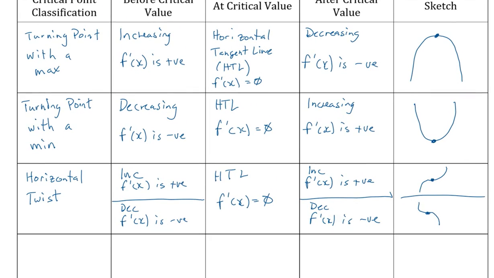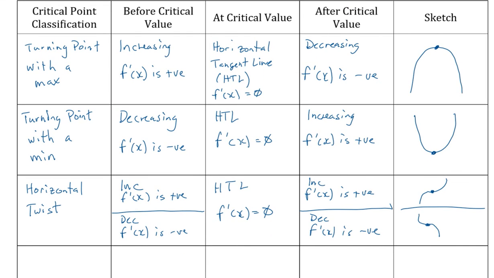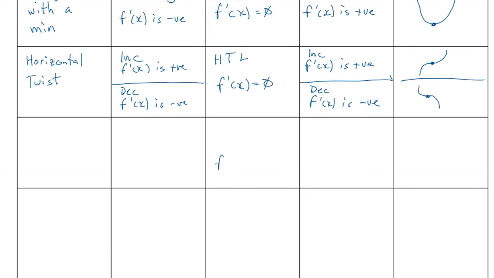Now, I already suggested that those are the three situations, three types of critical points where the derivative is equal to 0. So the next one is going to be where the derivative does not exist. And this one's a little bit trickier, but if you would like to pause and think about it for a few minutes, great idea. Otherwise, we'll take it up together. So I'll give you a hint. This is a vertical tangent line.